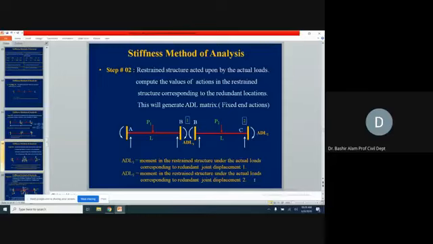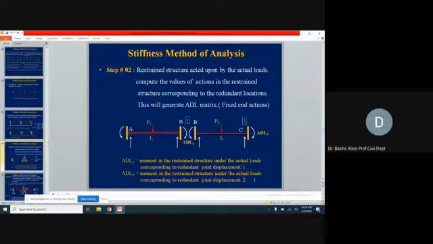Next, step number 3 will be generation of the stiffness matrix. If you recall, in case of the flexibility method, we generated the flexibility coefficient matrix, and how we did it: we applied a unit value of redundant action. Here we will be applying a unit value of redundant joint displacement.